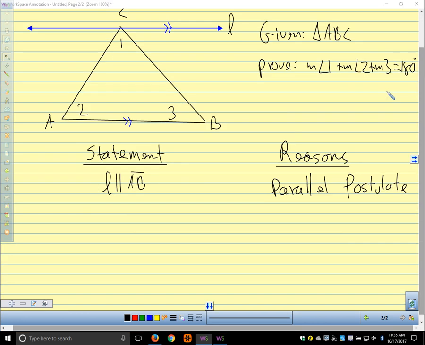Well, now we have almost everything we need. I'm going to number these angles up here by the parallel line, 4 and 5. And I'm going to say the measure of angle 1 plus the measure of angle 5 plus the measure of angle 4 equals 180. So I'm adding these three angles together and getting 180 degrees. Why do I know that?